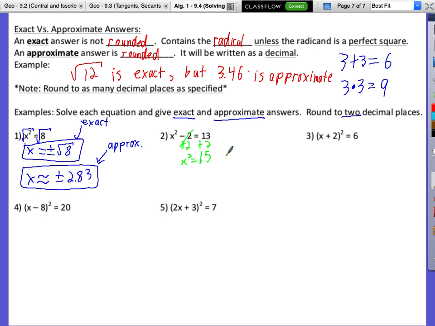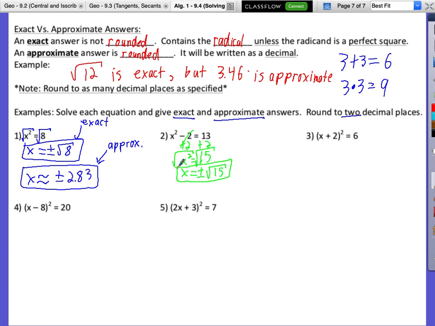What do we do? Square root both sides. And what is the square root of x squared? x. Do we know the square root of 15 off the top of our head? Is it a perfect square? No. So for our exact answer, what am I going to write? x equals what kind of square root of 15? Positive or negative, because we have to have 2 answers. So we have the positive answer, we have the negative answer. This would be our exact answer.